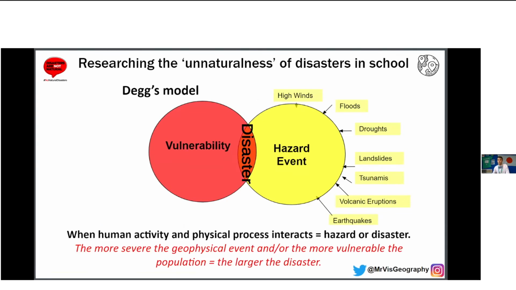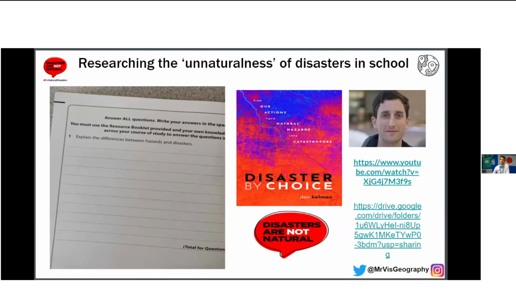So that could be from wind, floods, droughts, landslides, tsunamis, eruptions, earthquakes. And again, here I signpost them towards the book in the A-level, and said, it'd be really useful for you to read it. And I shared this with the No Disasters Aren't Natural Twitter account and Kevin last year. So this was the exam from July this year.